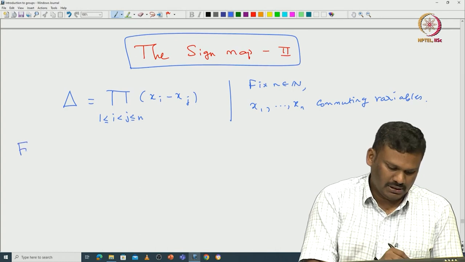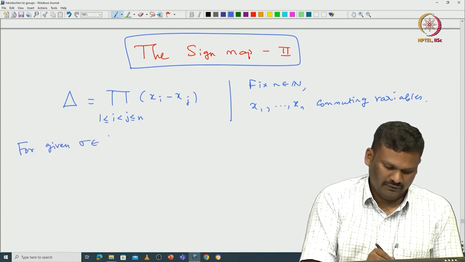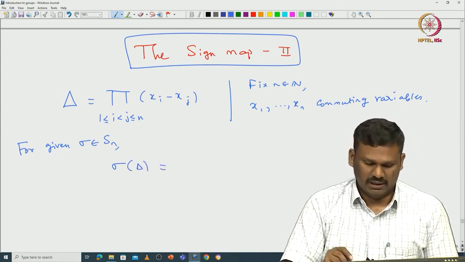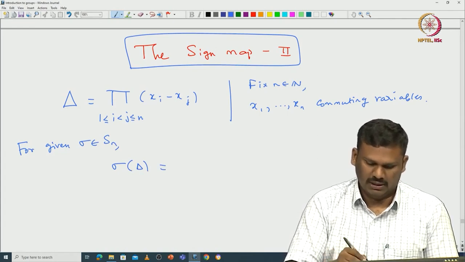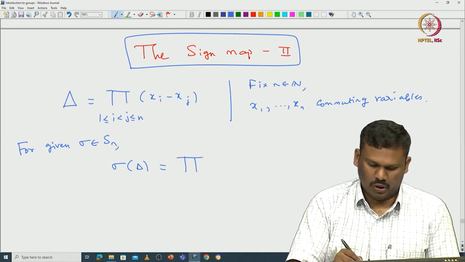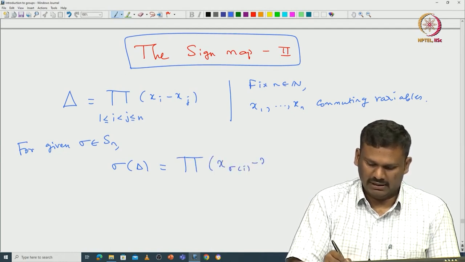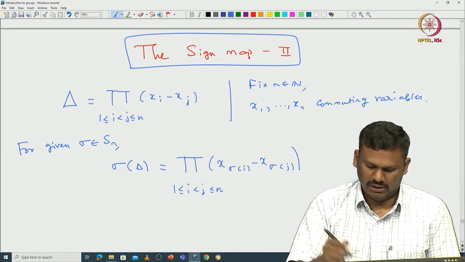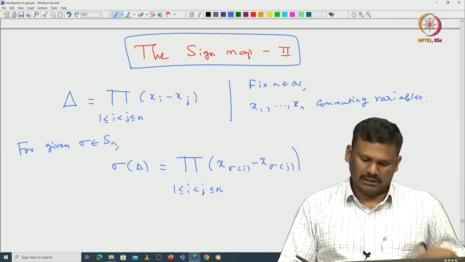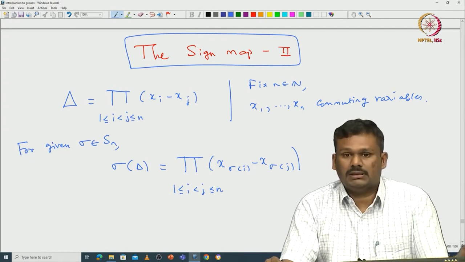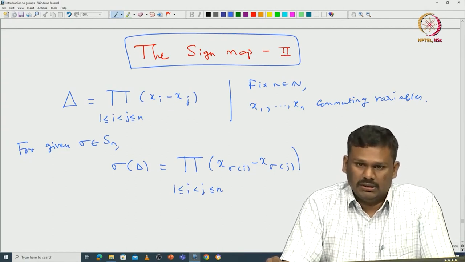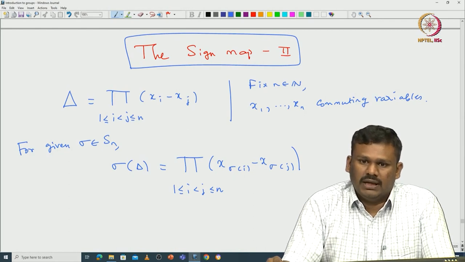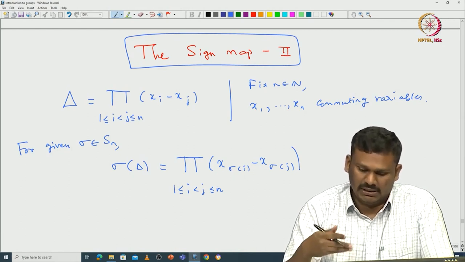So, for that purpose, for given sigma coming from Sn, we define what is called sigma of delta. So, sigma of delta is obtained from delta by permuting the variables xi with respect to sigma. So, by definition, you take again the product of x sigma of i minus x sigma of j, where 1 less than or equal to i less than j less than or equal to n. So, if you think about it, if you work with the Vandermonde matrix, all you do is permute the columns of the Vandermonde matrix with respect to the given sigma. Then if you take the determinant of that, you get exactly this polynomial.